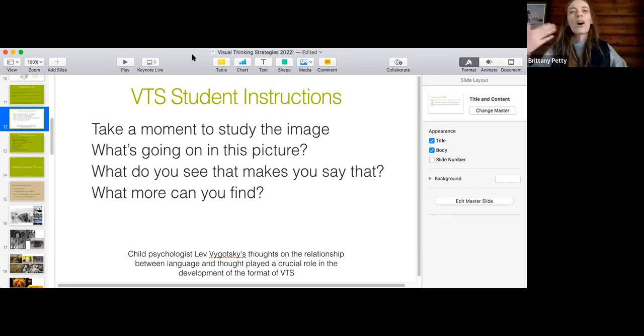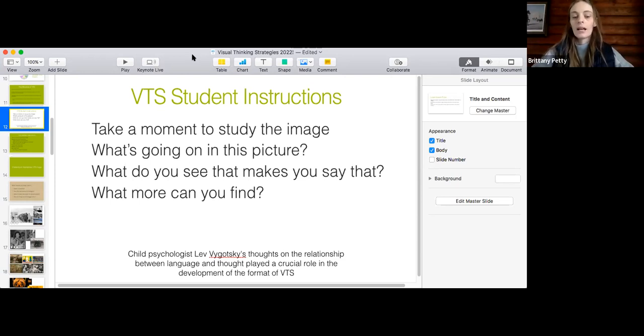So what's going on? What's happening? That's more important, right, than what they see. So what's going on in this image? And then what do you see that makes you say that? So that brings it back to, what did you see, right? That's the evidence. What do you see that makes you say that? Like these people, it's the end of the road, they're sad, they're in despair. What do you see that makes you say that, right?